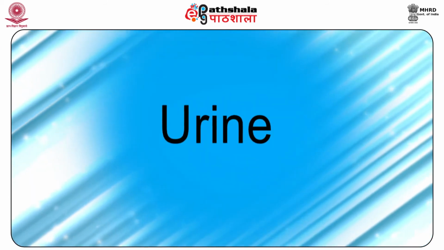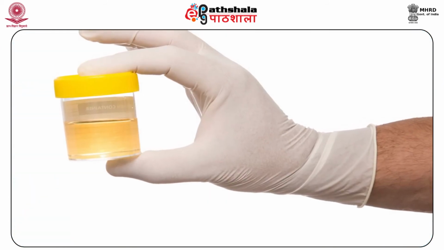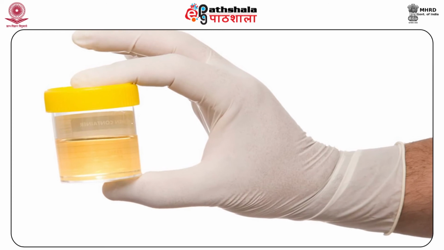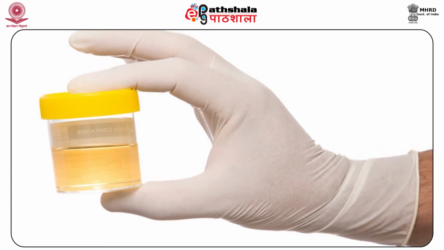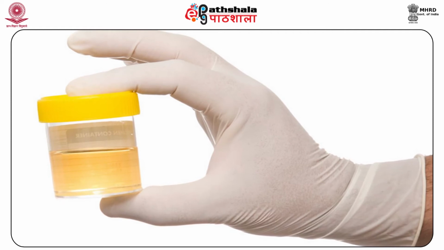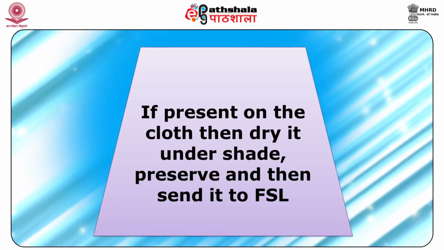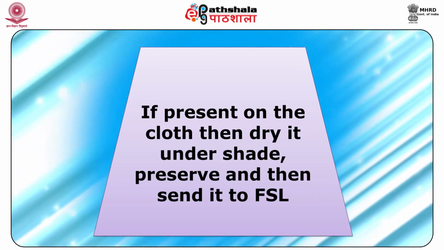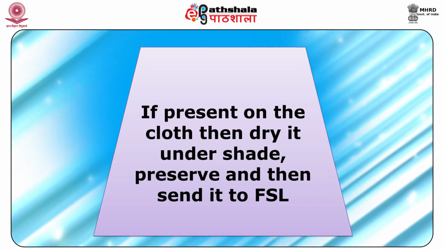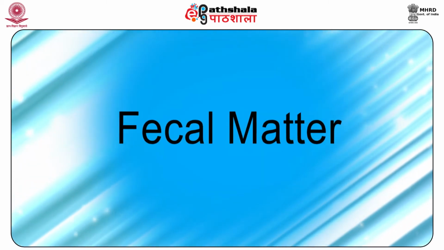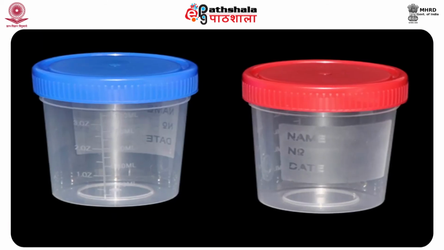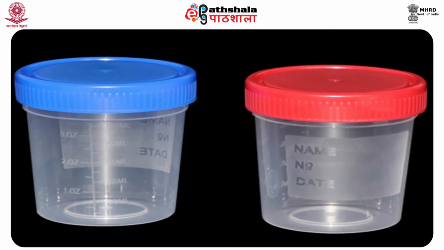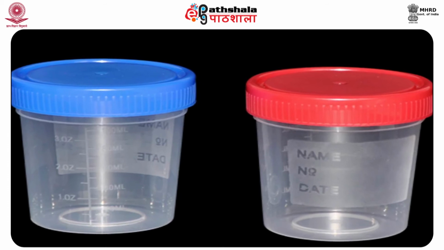Next we have urine. If urine is present at the crime scene, then it is preserved carefully. Urine and any liquid which creates doubt about being urine should be collected in a plastic or glass vial. If urine is present on cloth, then dry it under shade and preserve it as soon as possible, and then it should be sent to the forensic science laboratory. Next we have fecal matter. If fecal matter is present at the crime scene, then it is preserved in a plastic bottle. Whenever collection of fecal matter is difficult, collect it after drying.